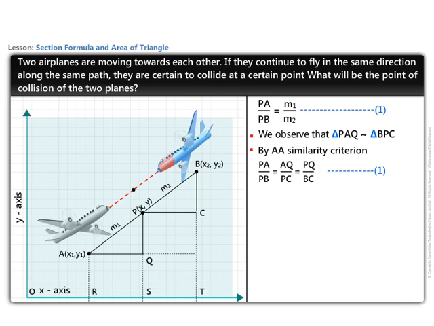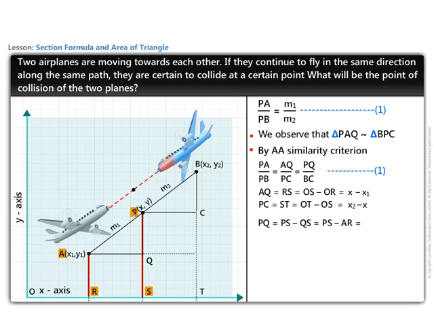Here in the coordinate system, we find AQ is equal to RS, which is equal to OS minus OR, that is equal to x minus x1. PC is equal to ST, which is equal to OT minus OS, that is equal to x2 minus x. PQ is equal to PS minus QS, which is equal to PS minus AR, that is equal to y minus y1. BC is equal to BT minus CT, that is equal to BT minus PS, that is equal to y2 minus y.